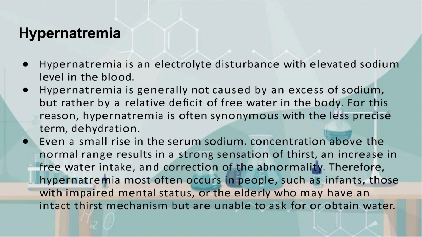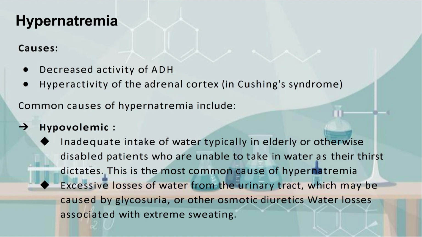Therefore, hypernatremia most often occurs in people, such as infants, those with impaired mental status, or the elderly, who may have an intact thirst mechanism but are unable to ask for or obtain water. Causes: decreased activity of ADH. Hyperactivity of the adrenal cortex, in Cushing's syndrome.